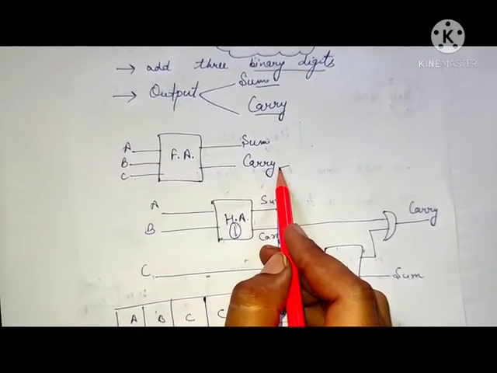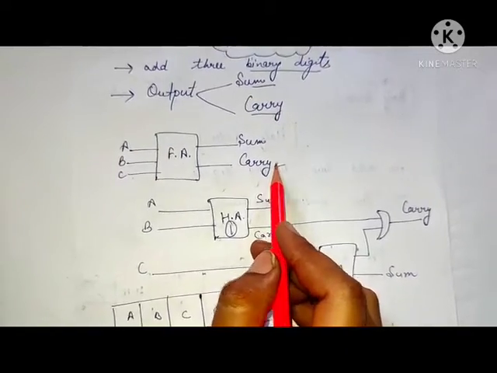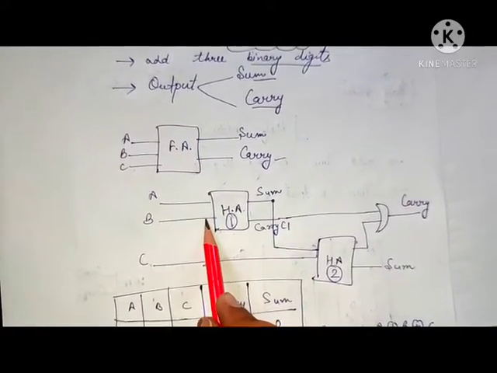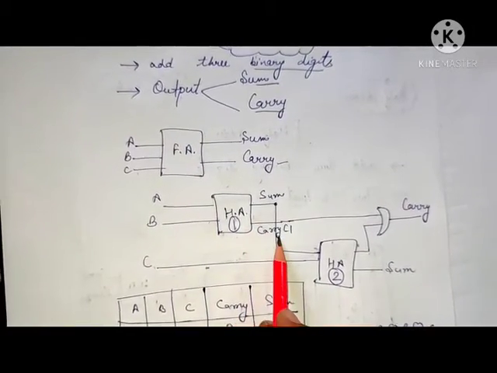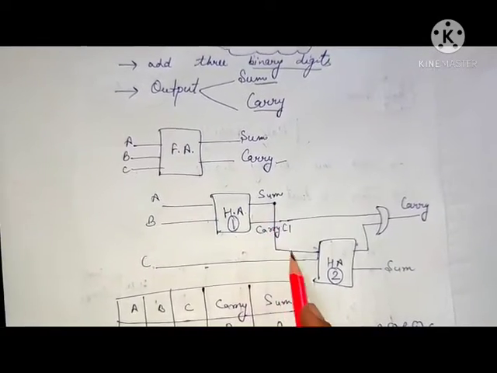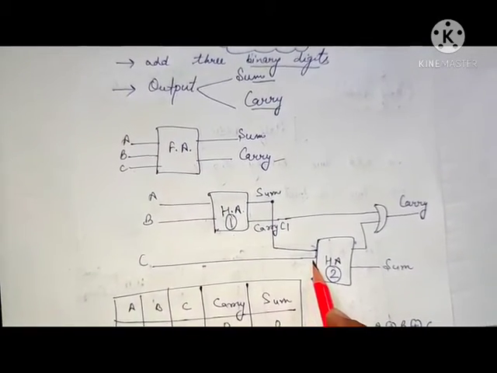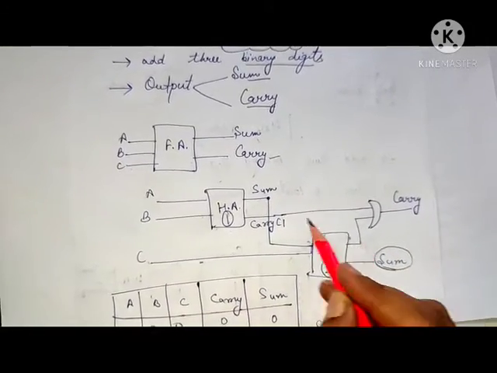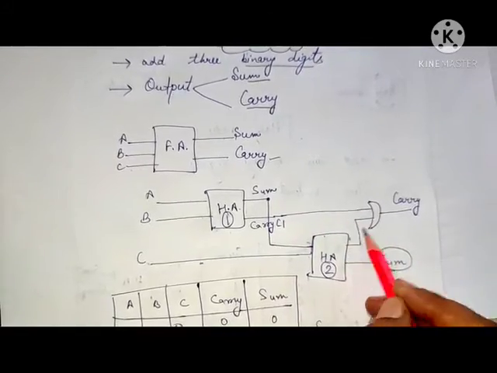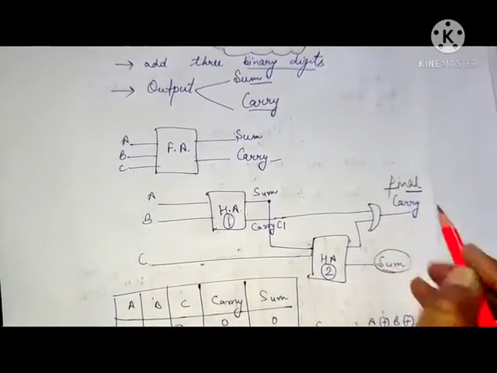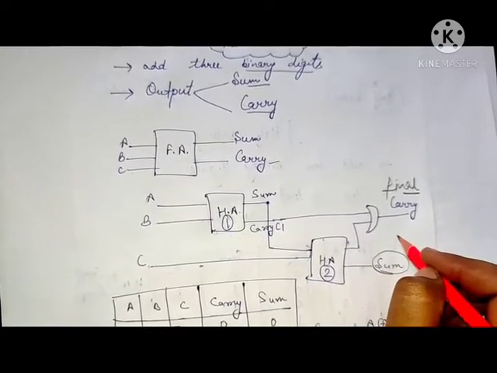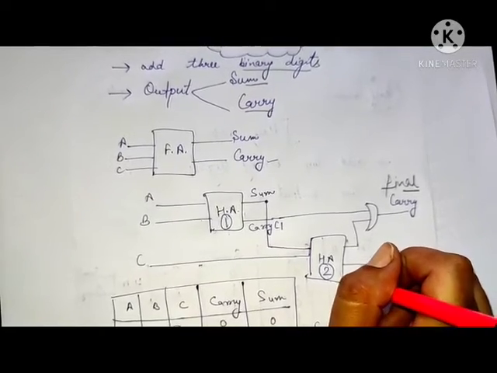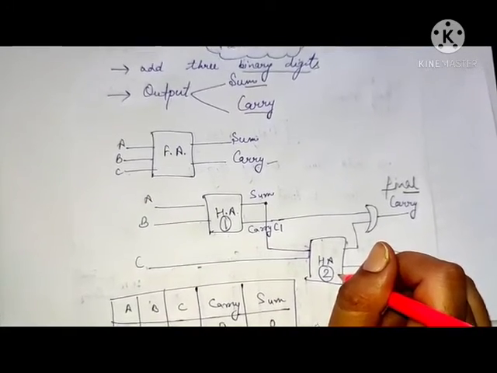Students, if we want to add three digits by using half adders, then we have to put two half adders for that. Just add firstly two digits and sum and carry is produced. This sum is again added to the third input and again sum and carry is produced. This is the final sum, and for the carry we have to OR both the carries to produce the final carry. Instead of this we can use a full adder.